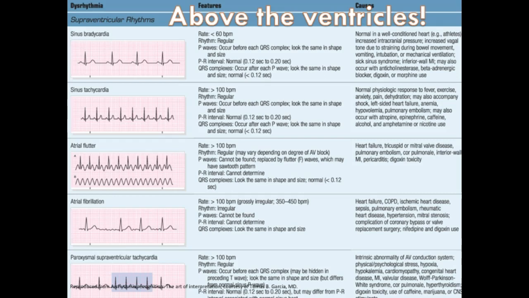It is irregular. So this is an irregular beat greater than 100 beats per minute. Okay, P waves can't be found on that, and it can be a byproduct of many other diseases.